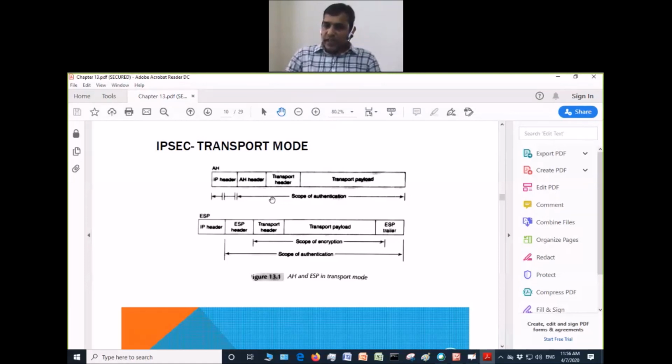In transport mode, IPsec provides flexibility. If you want both data confidentiality and traffic confidentiality, go for tunnel mode. If you want only data confidentiality, use transport mode. The burden of encrypting the IP header is removed in transport mode. That is the reason we use transport mode. Hope you got the point. Yes, sir.